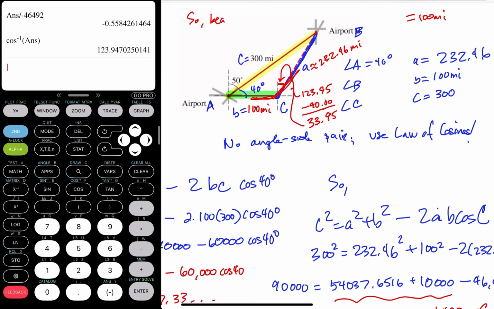So our bearing from where you stopped when you realized you were going the wrong way is going to be north, but a little bit east. So our bearing is north, but 33.95 degrees east.